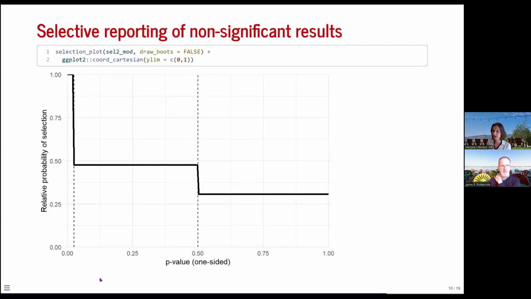Looking at our plot, what this means is that studies that have p-values between 0.025 and 0.50 are again about half as likely to be published than smaller p-values. On the other hand, p-values that are 0.50 and above are about a third as likely to be published as p-values below 0.025.